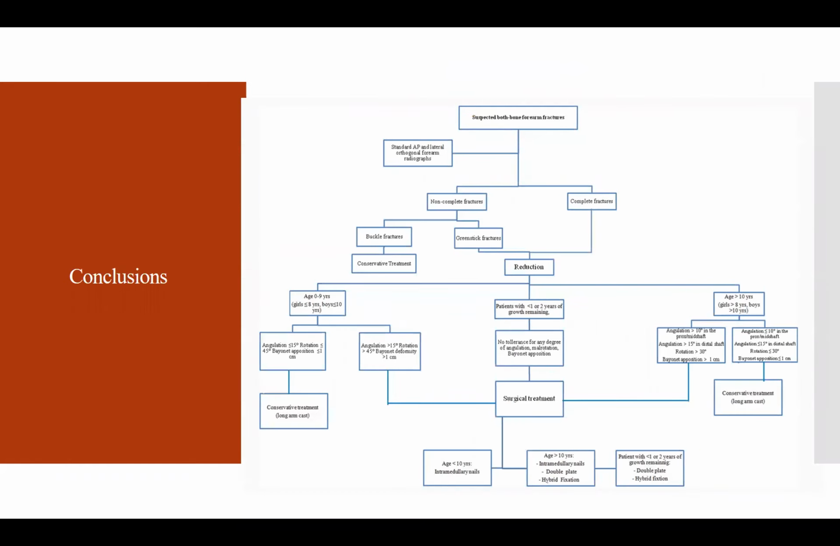Over here, I have a nice little schema, going over the literature and determining optimal management depending on the specific criteria: what kind of fracture it is, how much growth they have remaining, and what the condition is. So, in our case, we had a 15-year-old male with a type 1 open fracture. He is greater than 10 years of age. It's a complete fracture. We go over here to the far right, where it says surgical treatment. Age greater than 10: IM nails, double plate, hybrid fixation.